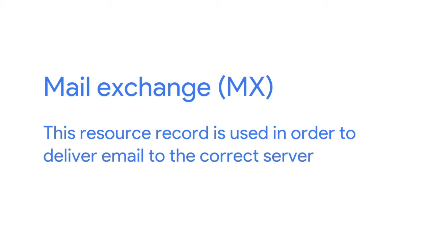It's always easier to only have one source of truth. Another important resource record type is the MX record. MX stands for mail exchange, and this resource record is used in order to deliver email to the correct server. Many companies run their web and mail servers on different machines with different IPs. So the MX record makes it easy to ensure that email gets delivered to a company's mail server while other traffic, like web traffic, would get delivered to their web server.